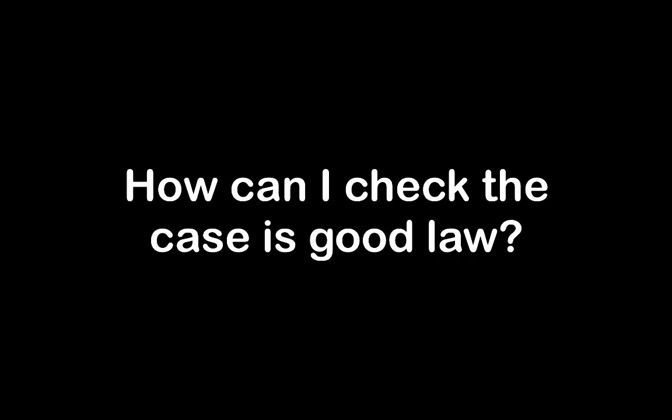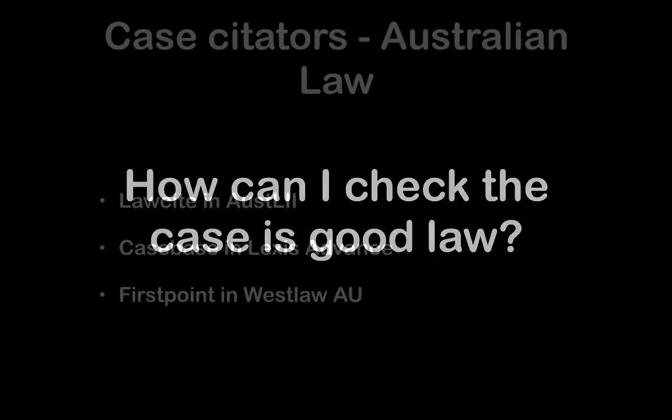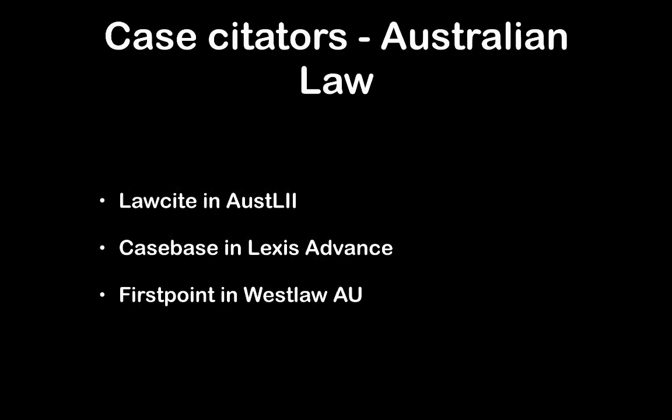So we found our case or cases that we're really excited about, and we just want to check, have they been overruled by a higher court, or have they been appealed? Are they still good law? So the best way to check if a case is still good law, you can go quickly to what's called a case citator, and case citators give you lots of useful information about your case. So case citators are tools within databases.